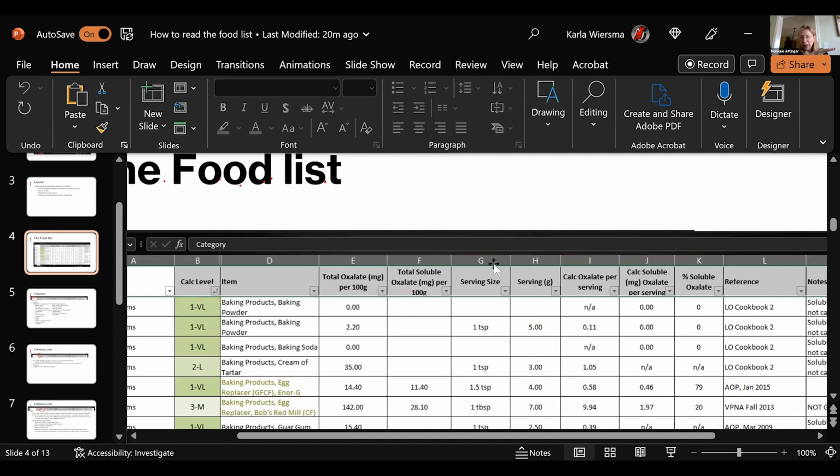I want everybody to understand that calc level is actually our rating, our oxalate rating per serving. It's called calc level because we've calculated our rating based on the oxalate for the serving. So the heading may not be illuminating for you if you're new to the group, but it's kind of short form for those of us who have been around for a while. So that's your rating per serving, what you're seeing in column B.